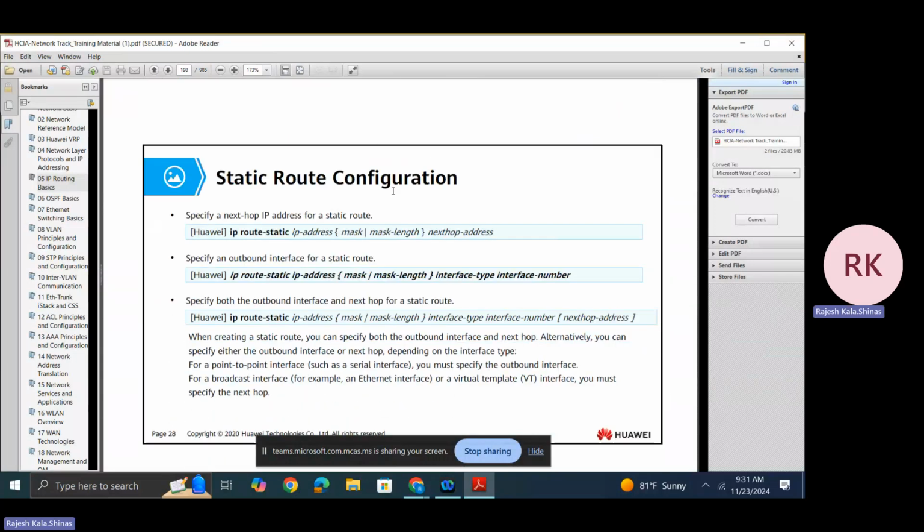How do we configure the static address? So IP route. One method is by using next hop IP: IP route static, the IP address, its mask length, and next hop IP. Another one is through the outbound interface. I'll show you the example.